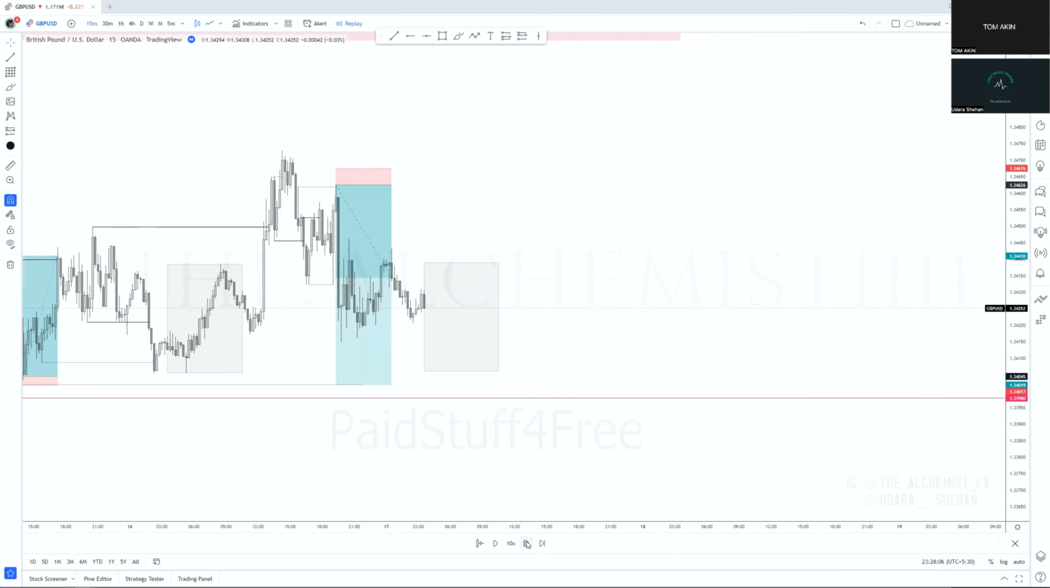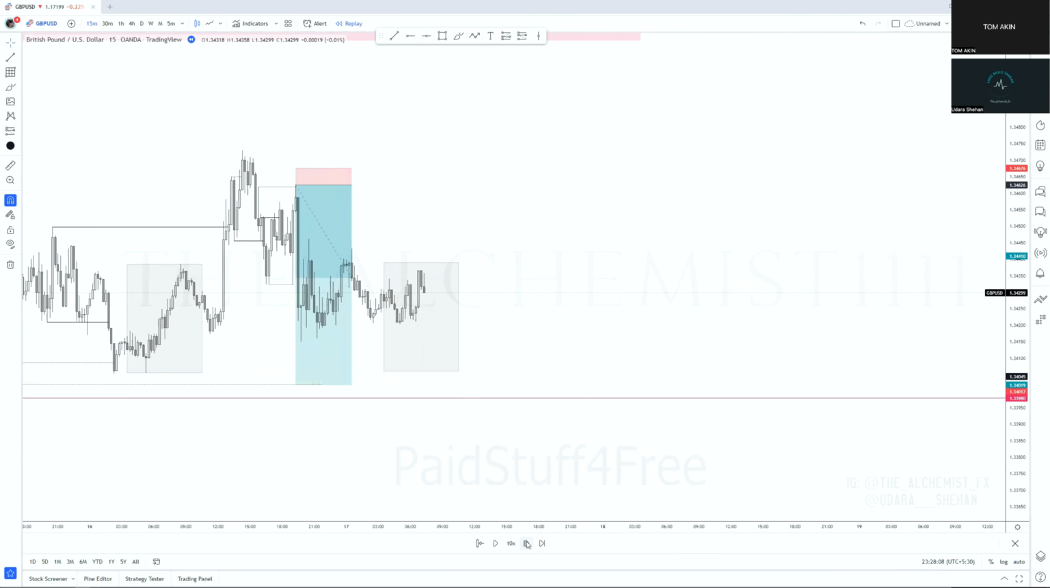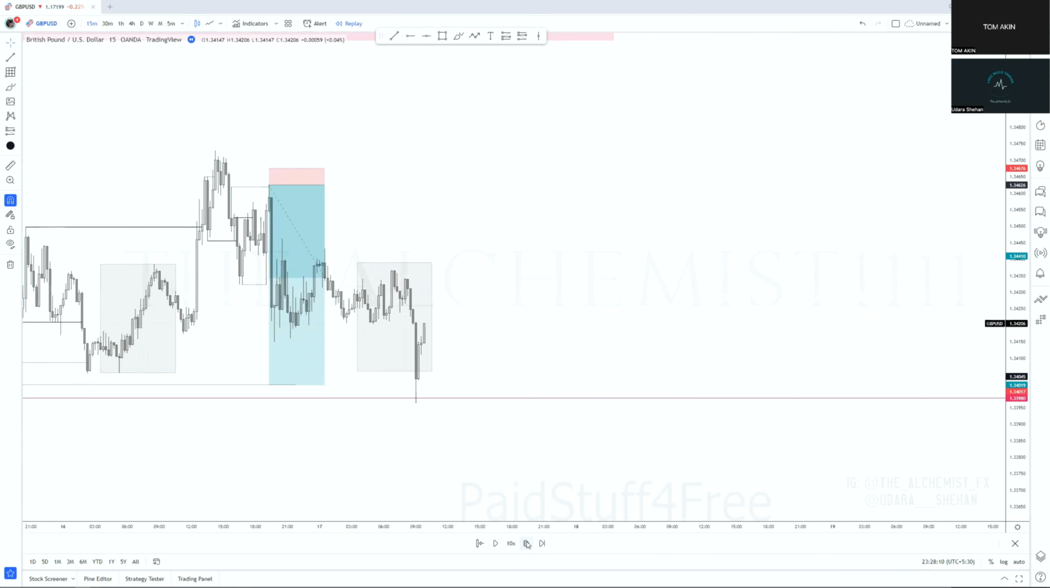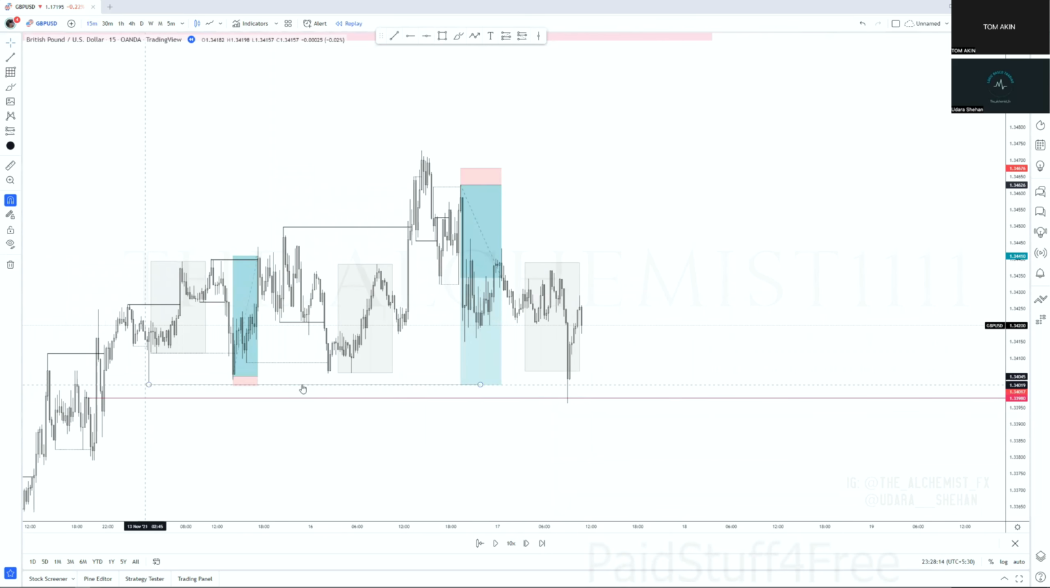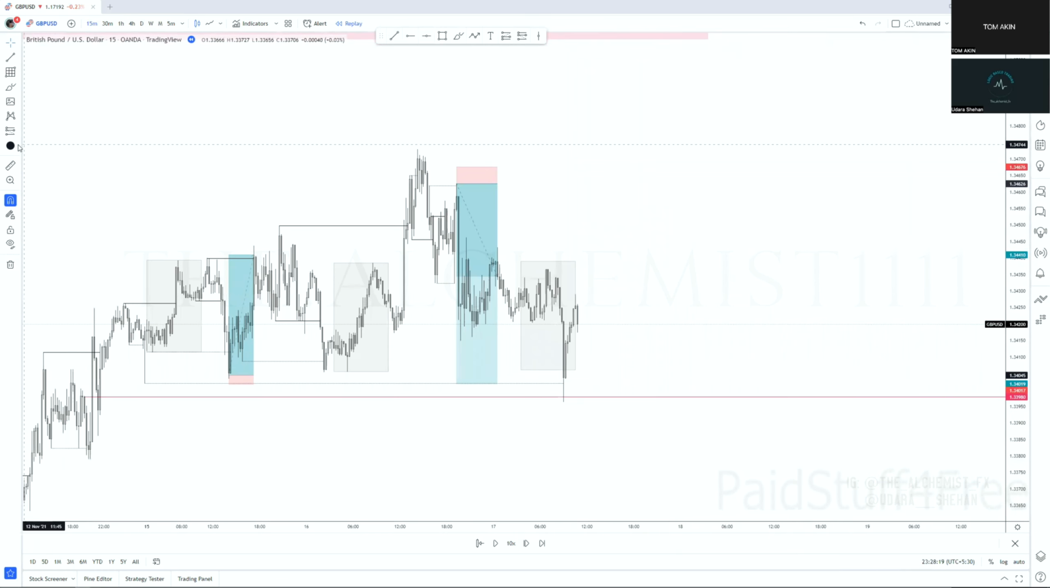Okay, there we go. Runs into Asia. Oh, look what happens during Asia. Can you see that? Cleared out this pool of liquidity. Okay, tapped right into the 4-hour rejection block.